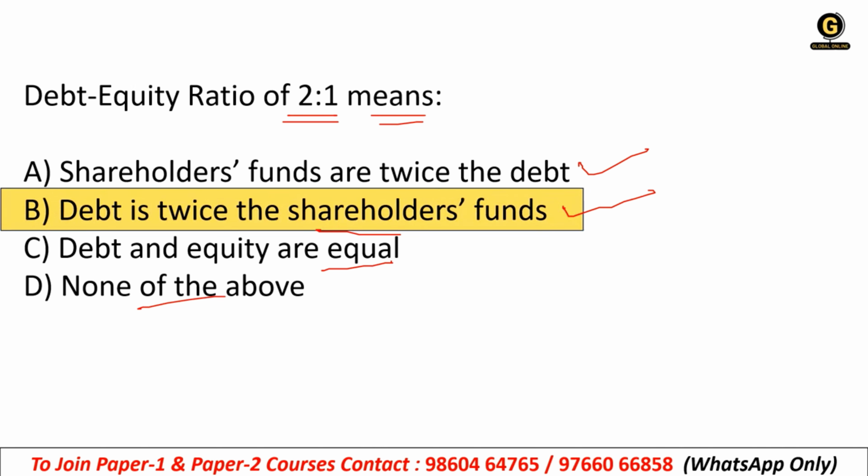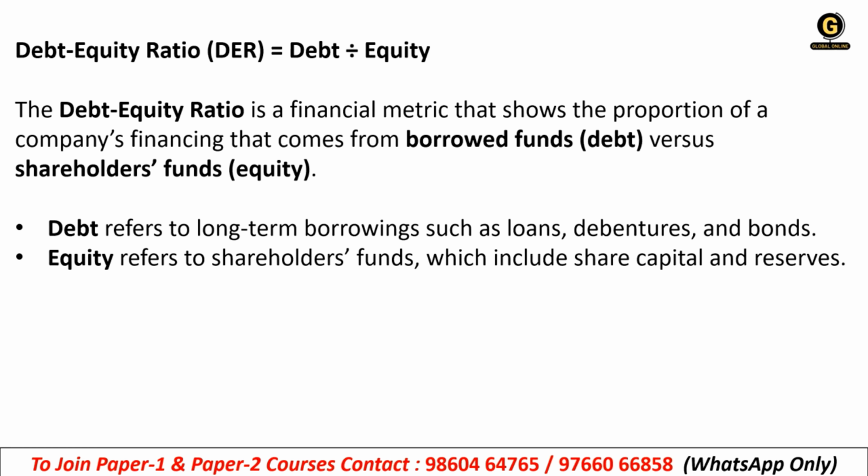If the debt equity ratio is coming 2:1, that means the debt is twice the shareholders fund. So how do we calculate it? The formula for debt equity ratio is debt divided by equity. Correct? The debt equity ratio is a financial metric that shows the proportion of the company's financing that comes from borrowed fund, that is debt, versus shareholders fund. So what is debt? Debt means the long-term borrowing such as loans, debentures or bonds, and equity means the shareholders fund. We issued the shares, we have the fund from the shareholders. That is your equity, which includes share capital and reserves also.